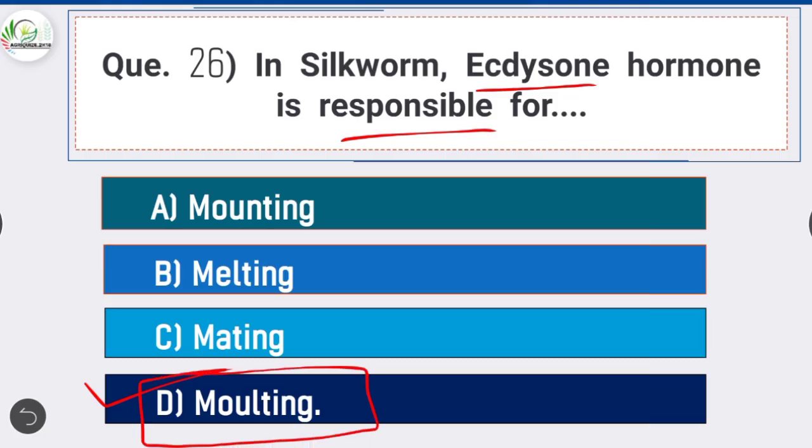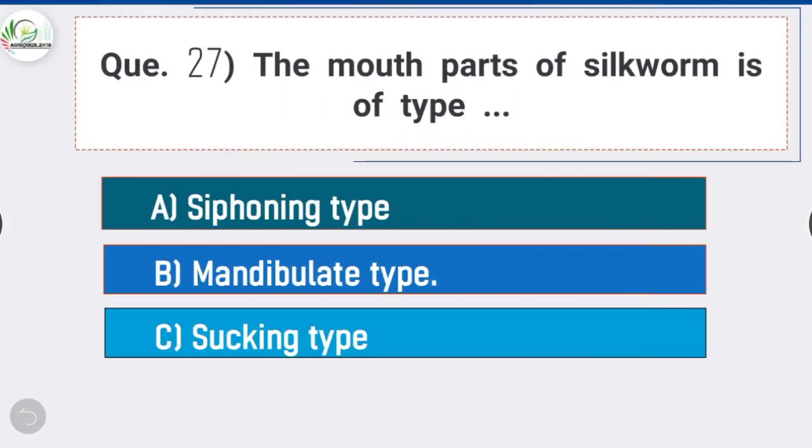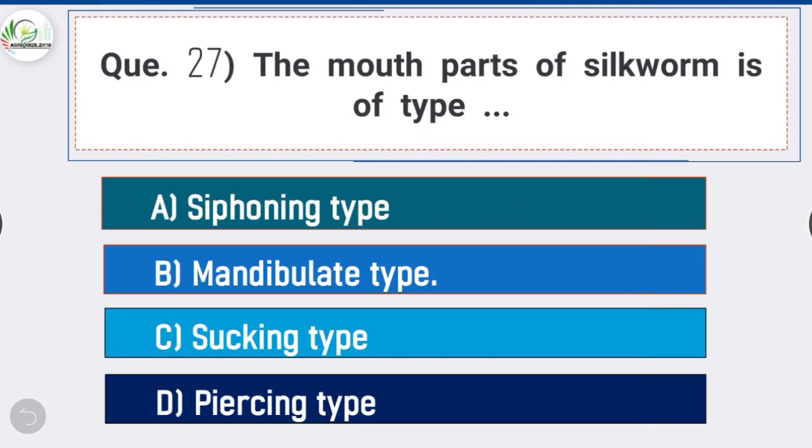Question number 27. The mouth parts of silkworm is type of, and the correct answer is mandibulate type. The mouth parts of silkworm is type of mandibulate type.